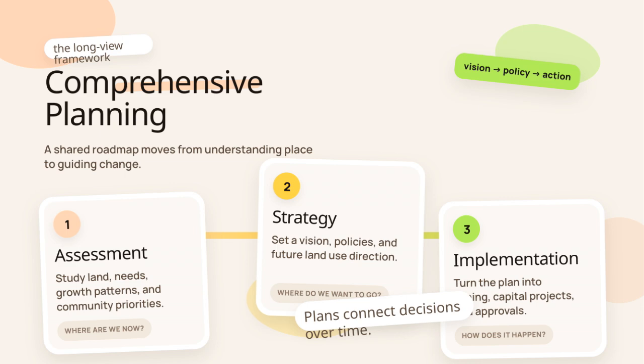Next is the strategy phase. Here, we set a clear vision, develop policies, and establish future land use directions. This step helps us determine where do we want to go by outlining goals and guiding principles for growth and development. Finally, the implementation phase is about making it happen. This means turning the plan into zoning rules, capital projects, and other approvals that bring the vision to life. We ask, how does this happen? By connecting decisions over time. Ultimately, comprehensive planning links vision to policy and then to action, ensuring thoughtful, coordinated progress for the community.